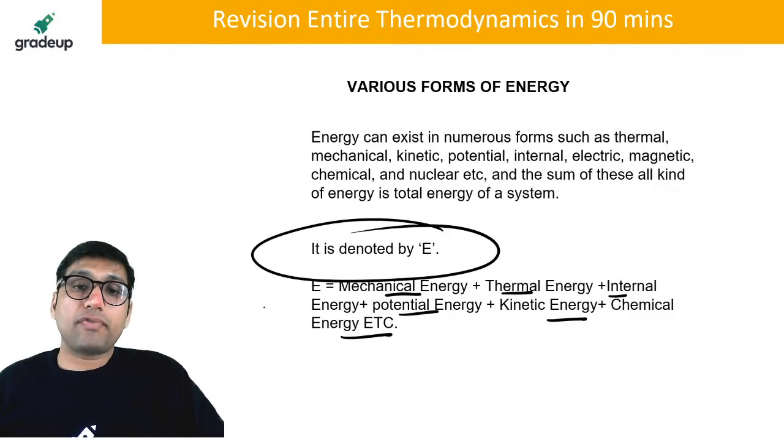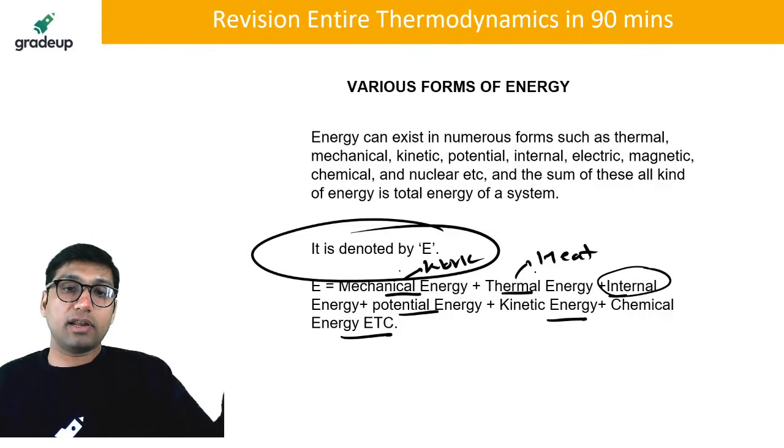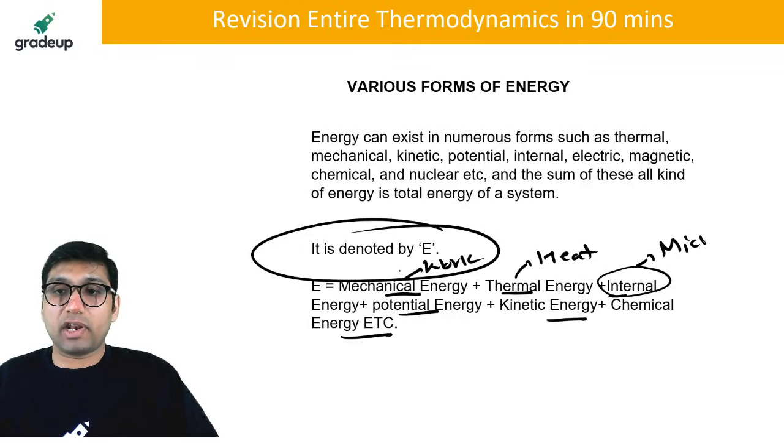Okay, so there are different types of energy. Mechanical energy means work, thermal energy means heat. Internal energy, you will study this energy, which is also called the microscopic form of energy. It contains different types of energy.